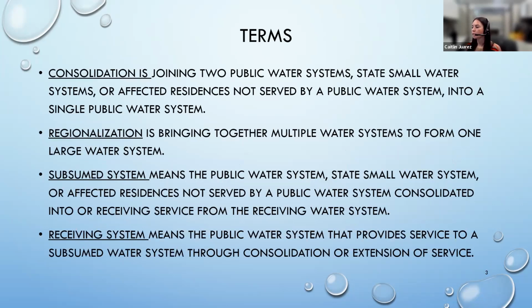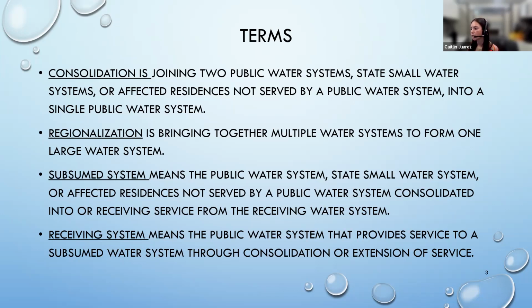So to kick us off, I'd like to briefly go over some terms. Many of you may be familiar, but in case you aren't, consolidation is joining of two public water systems, state smalls, or private residences not served by a water system into a single system. And regionalization would be bringing together multiple water systems, so more than two water systems to form a single system. So that might be two small water systems and one large water system that is involved, or it could be 5 small water systems all connecting to the same large water system.